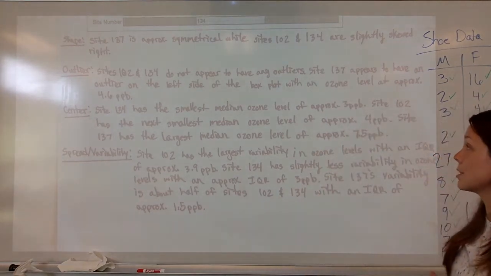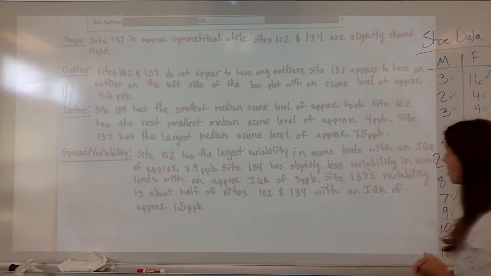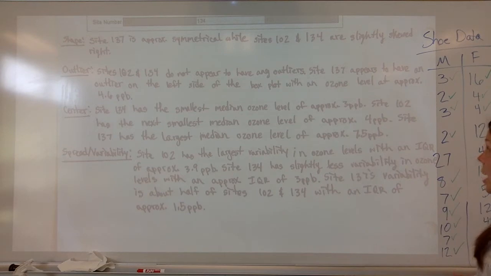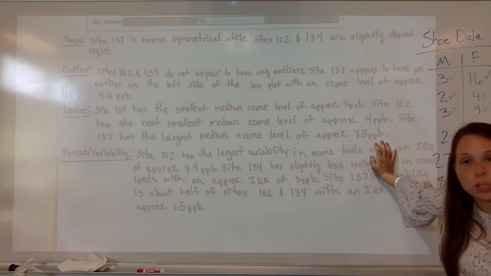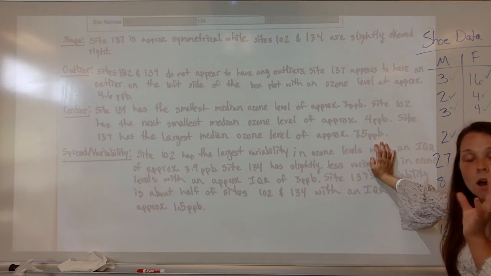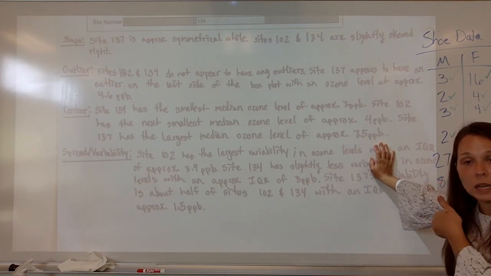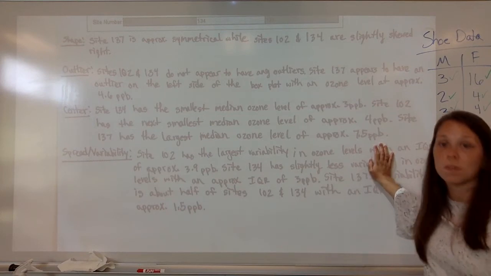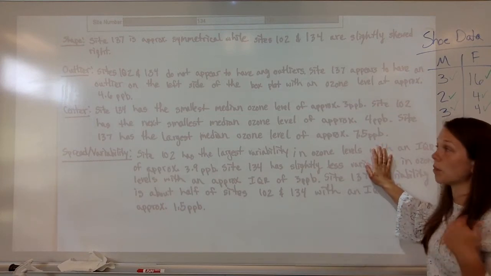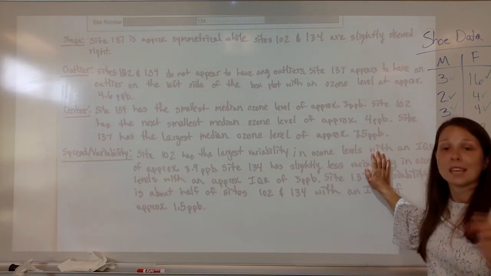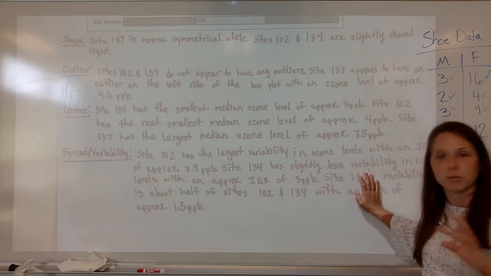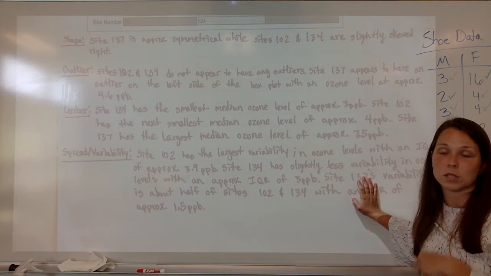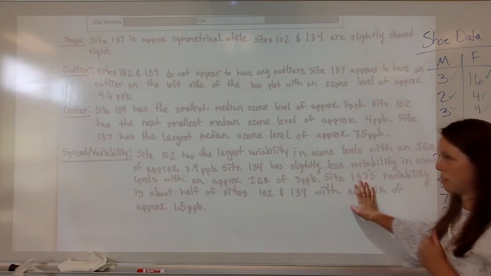Center, site 134 has the smallest median ozone level of approximately 3 parts per billion. Site 102 has the next smallest. And then I said site 137 has the largest, and then I give 7.5 as the median there. So many of my distributions are skewed, which is why I decided to talk about the median here and compare their medians versus comparing their means, because I had two of them that were skewed distributions. If you talked about the means here, that would be fine as well. The key is using comparative language because it wants us to compare the distributions. So as long as you're ranking them as this one's the smallest, this one's the next largest, and this one's the biggest, you're going to be fine.